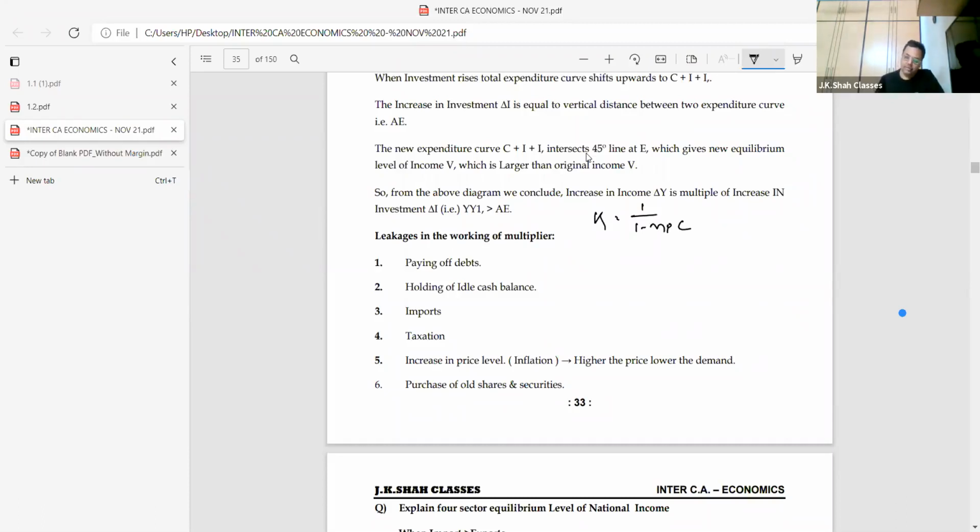Then you have to write, students, higher the value of MPC, higher the value of multiplier. Lower the level of MPC, lower the value of multiplier. Now, what are those reasons for which MPC becomes less? So MPC falls for what reason? See the first point, it says paying off debts.